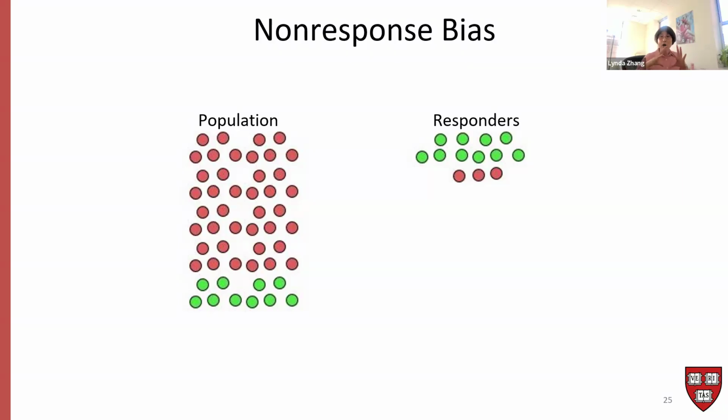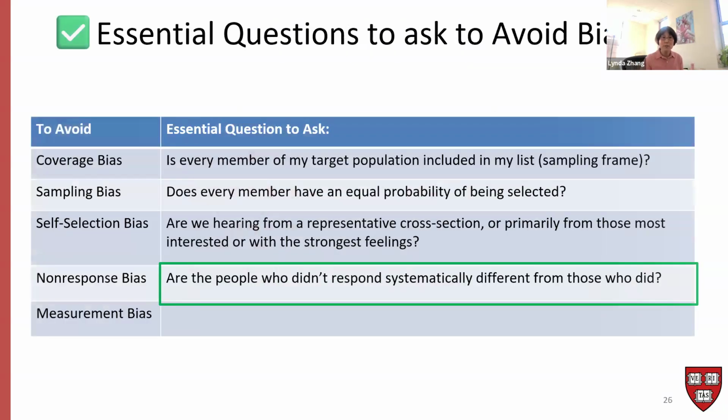So even if you have a higher response rate, higher than 50%, you also want to check for demographic differences between the respondents and non-respondents and the invited population. The non-response rate is mostly focusing on the differences between the responders and non-responders. If they're different, then you have a problem of generalizing your survey results. So the key question to ask to avoid non-response bias is: are the people who didn't respond systematically different from those who did?